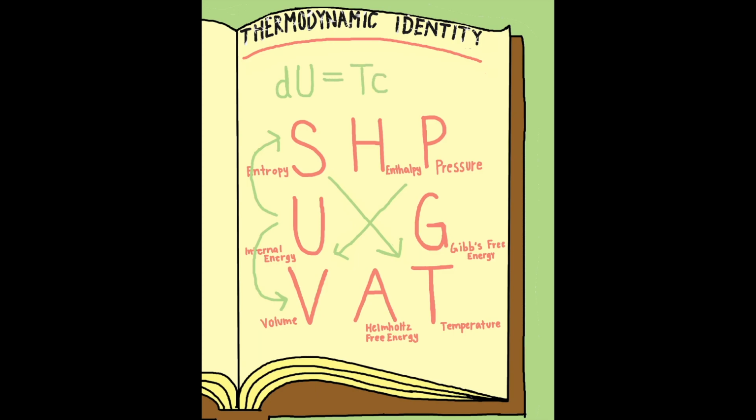For example, we can see that the thermodynamic identity for internal energy is spelled by the derivative of internal energy is equal to TdS minus PdV. And this is negative because the arrowhead is pointing away from pressure.